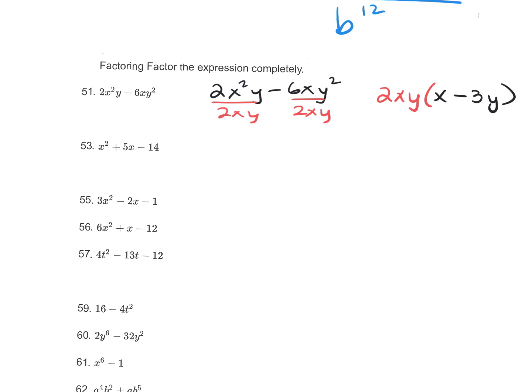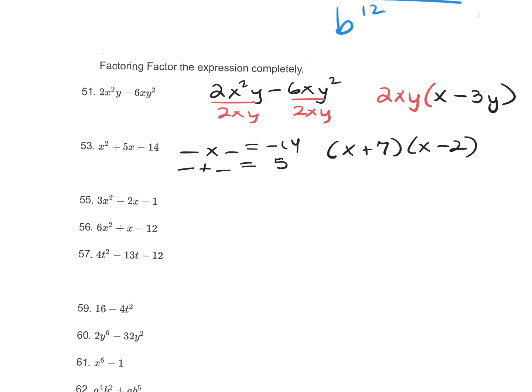For number 53, a nice easy trinomial. We're looking for the factors of negative 14 that, when I add them, I get positive 5. And those factors are going to be x plus 7 and x minus 2. Remember, on any of the factoring questions, you can FOIL it and make sure it does go back. If it doesn't, then potentially you could have picked the wrong signs or the wrong factors.